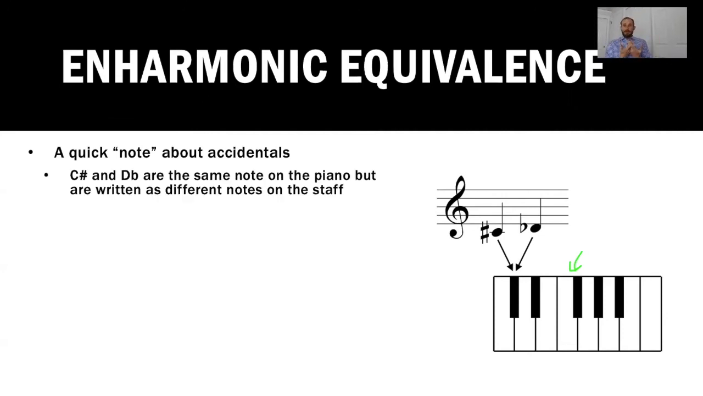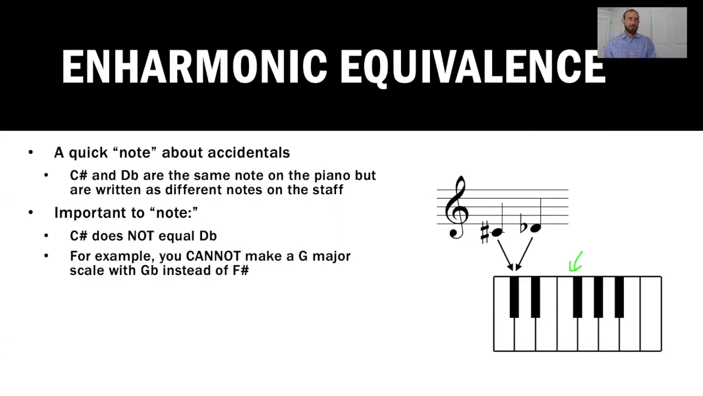In talking about accidentals, we notice that C sharp and D flat are the same note on the piano, but different on the staff. Also important to note, it does get a little old, sorry, that C sharp does not equal D flat. So if we took a similar situation, let's look at another black key, F sharp. That's the same key, not the same note, same key on the piano as G flat, but you could not make a G major scale with G flat instead of F sharp.